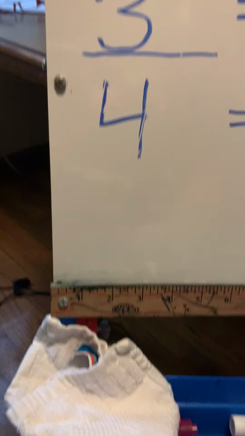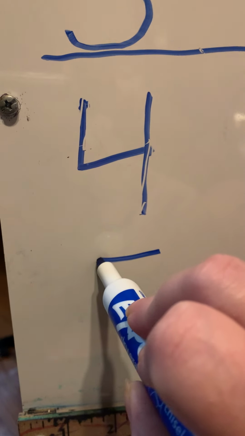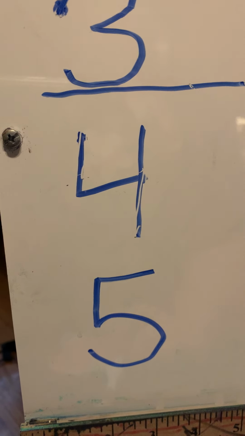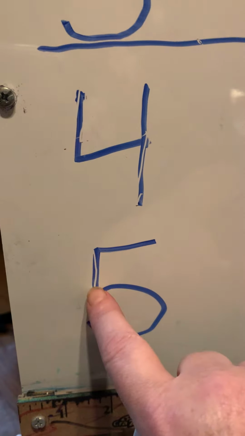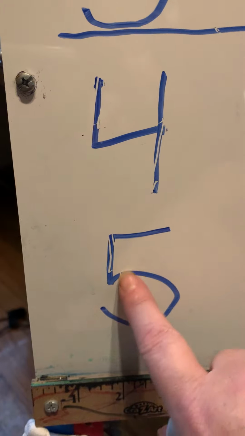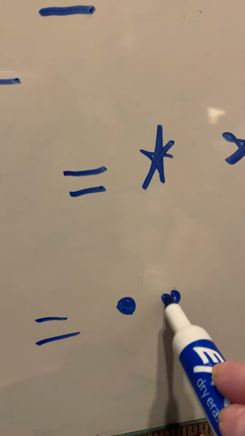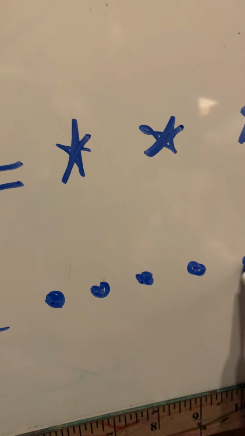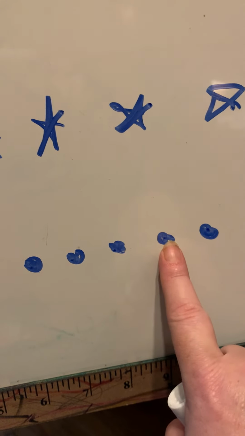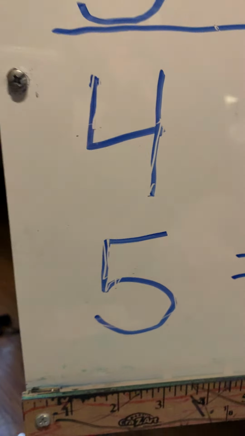Our next number that comes after 4 is 5. For 5, you're going to go over, down, around. Okay. Take your finger, over, down, around. One more time. Over, down, and around. And we're going to draw 5 circles. 1, 2, 3, 4, 5. That's the number 5. Over, down, and around.